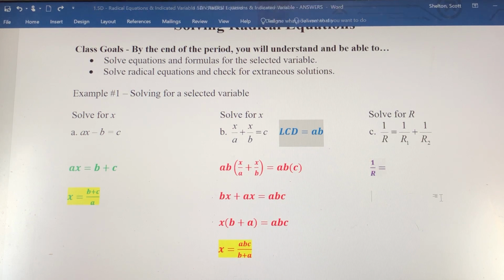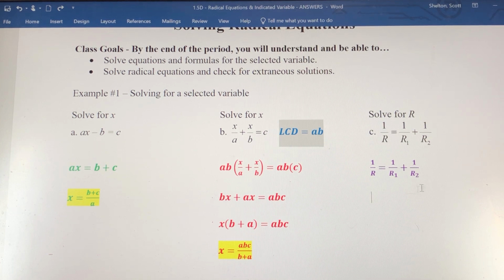So 1 over R equals the sum of 1 over R sub 1 and 1 over R sub 2. Now notice R sub 1, R sub 2, these are different variables, okay? They have different values, potentially, all right? So my common denominator on the right side here would be the product of R1, R2, okay? So I'm going to multiply this fraction by R2 over R2, and I'm going to multiply this fraction by R1 over R1, okay? So let's clean up this right side a little bit.